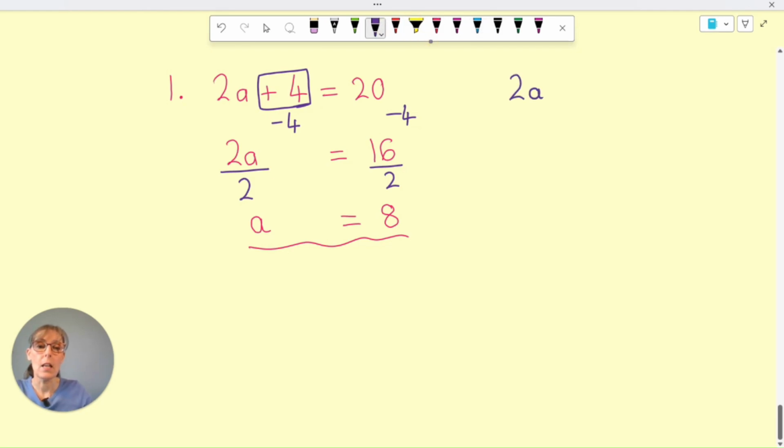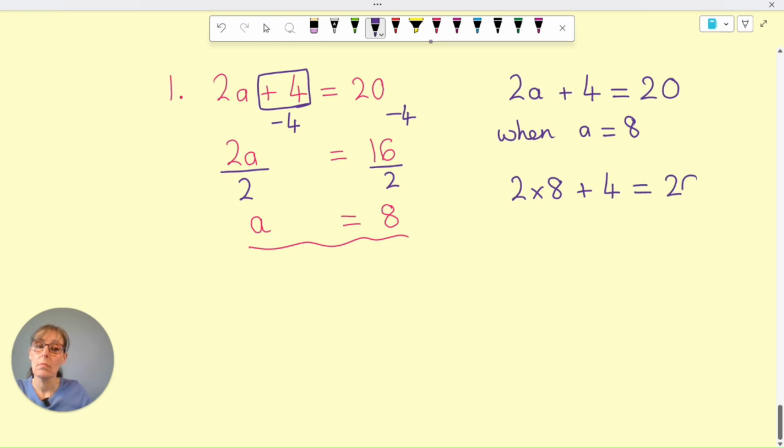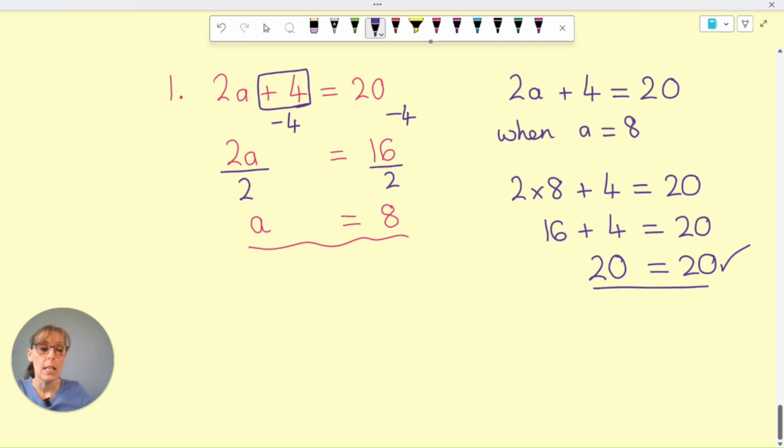Now let's try by putting it back in. Let's rewrite it over here. 2a plus 4 is equal to 20. And then when a is equal to 8, 2 times 8 plus 4 is equal to 20. 2 times 8 is 16. 16 plus 4 is equal to 20. 16 plus 4 is 20. 20 equals 20. Yes, it does. It works.